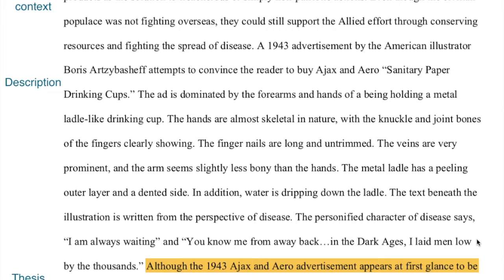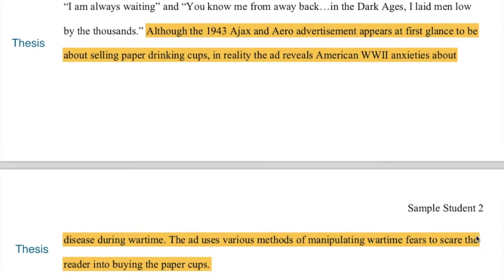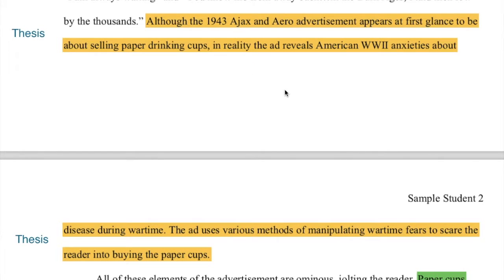So after he describes his ad, then he goes on to state his thesis. His thesis is, although the 1943 Ajax Dinero advertisement appears at first glance to be about selling paper drinking cups, in reality, the ad reveals American World War II anxieties about disease during wartime. The ad uses various methods of manipulating wartime fears to scare the reader into buying the paper cups.